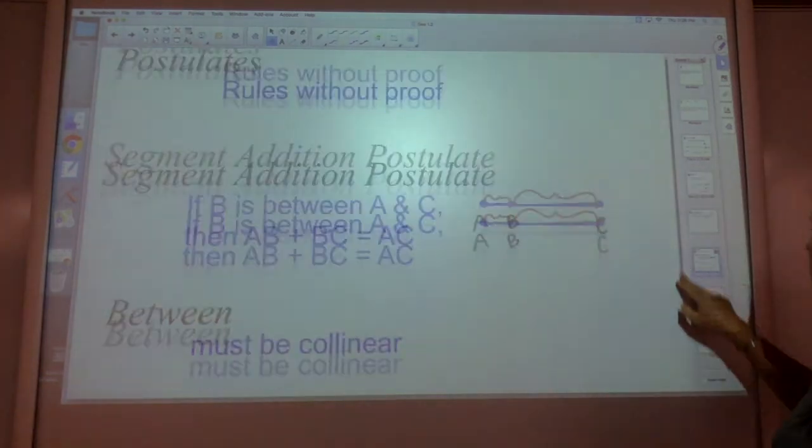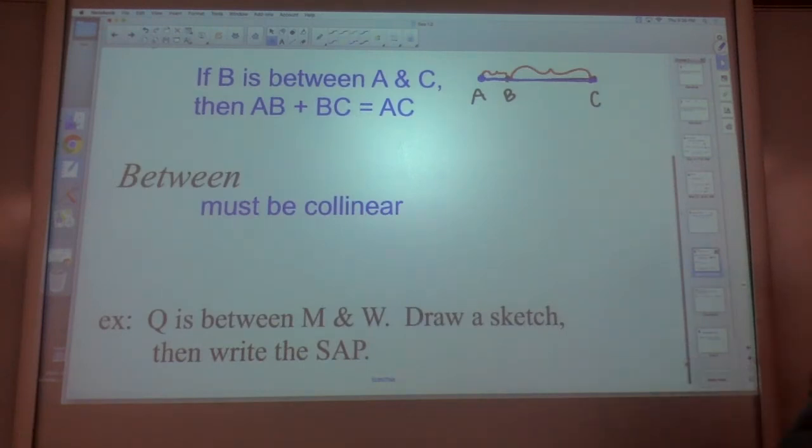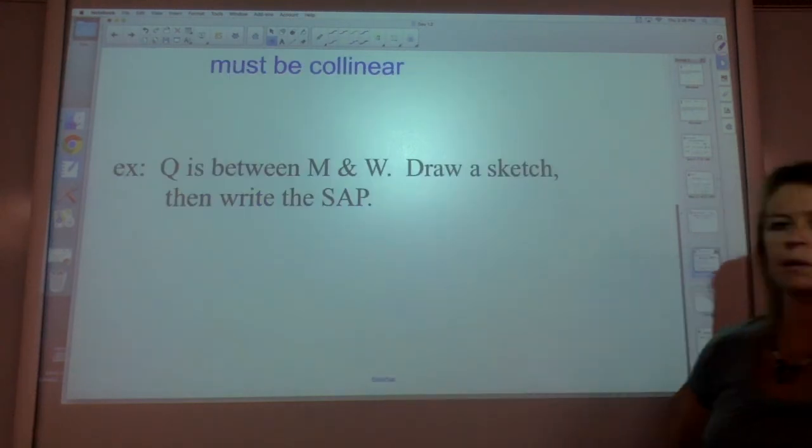That's what it's asking. So for example, we have 2 examples and then you're done. Point Q is between point M and point W.